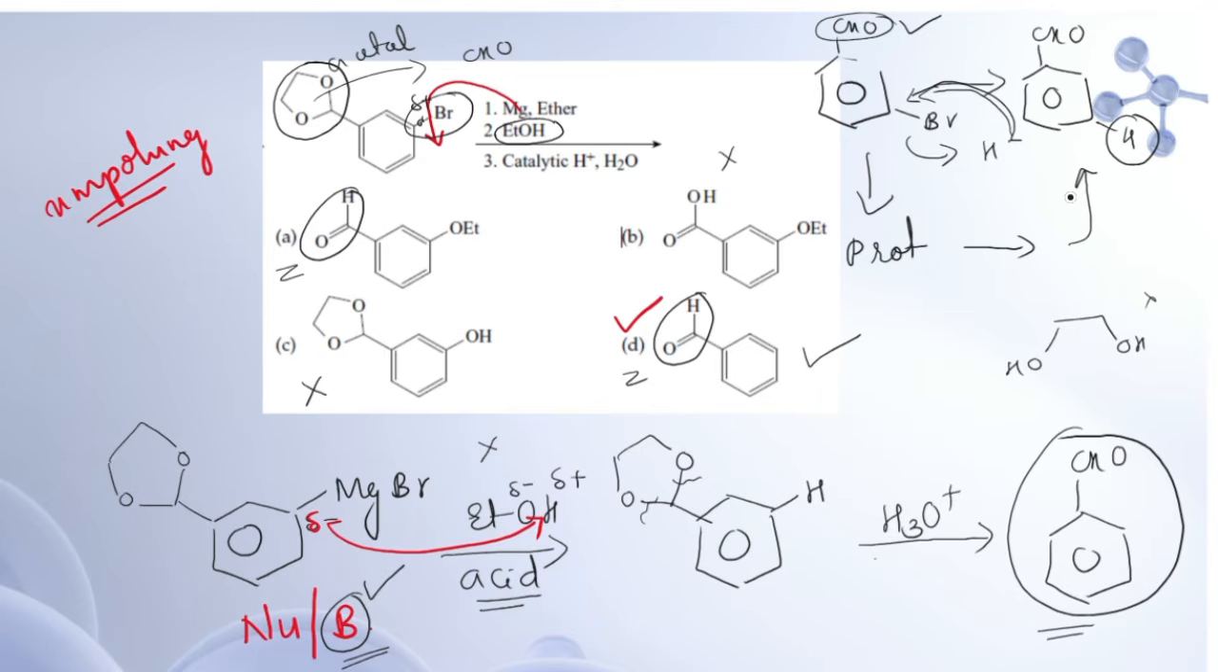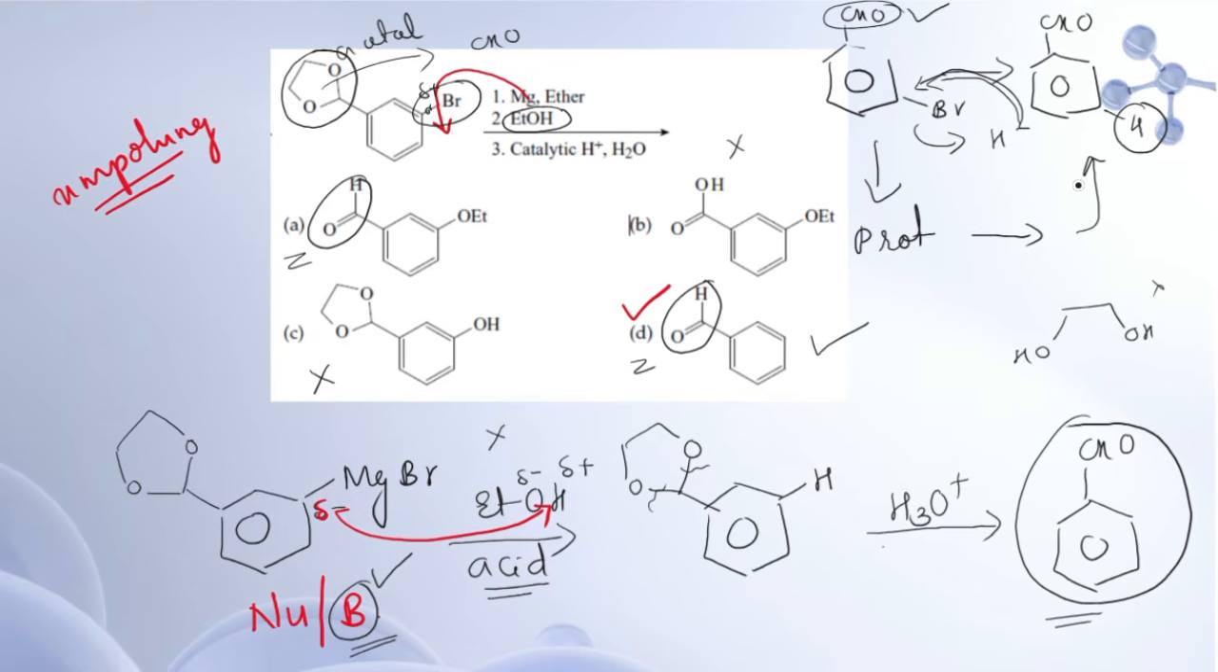So what all topics have we learned here? Protection, deprotection, hydrolysis of the acetal, Grignard reagent acting as a base or a nucleophile. So these many things we have learned just from one question. Now let's see the second question.